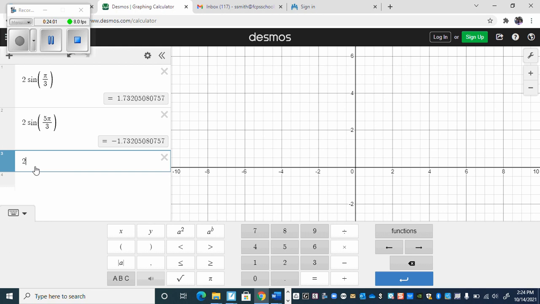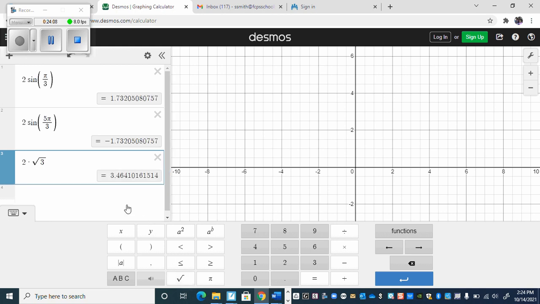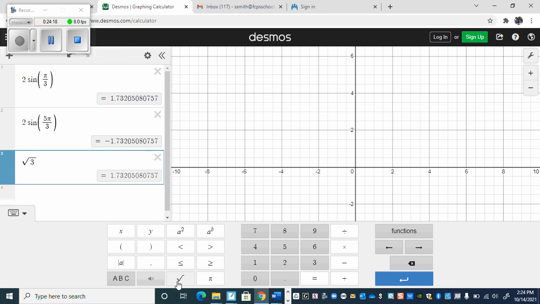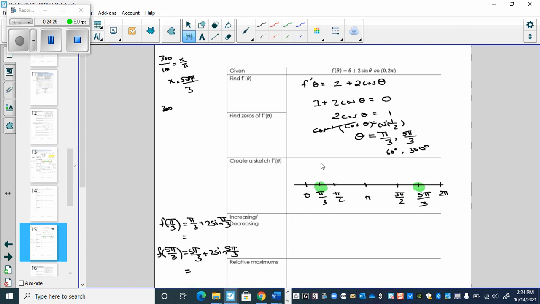2 times square root of 3. Let's see if that's the same thing. And it is not. Let's try square root of 3. And there it is. So when I simplify this, this simplifies to pi over 3 plus 2 times square root of 3, and I have pi over 3 minus 2 times square root of 3 over 2.